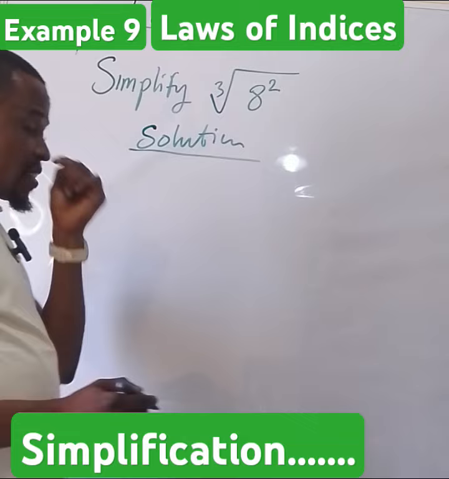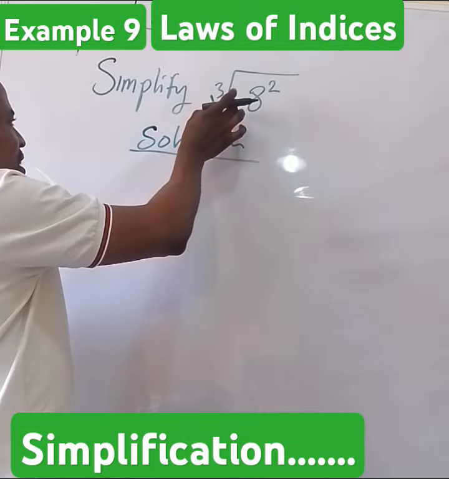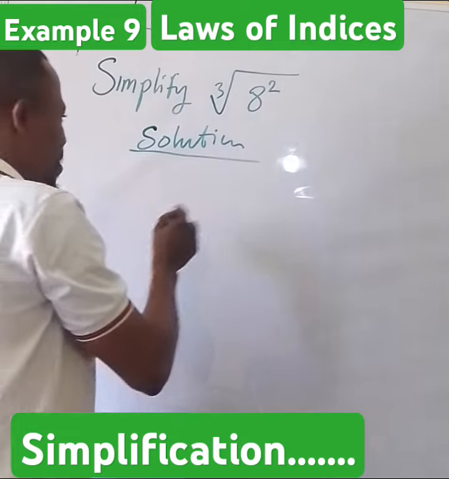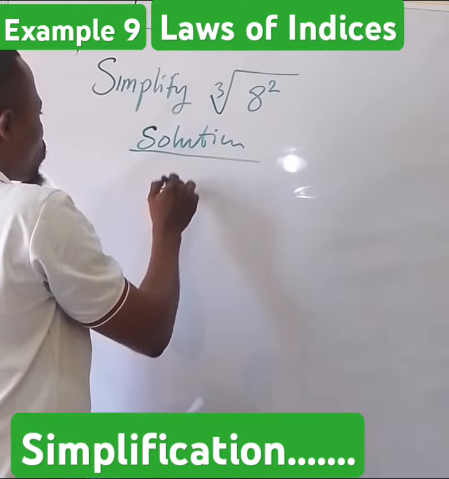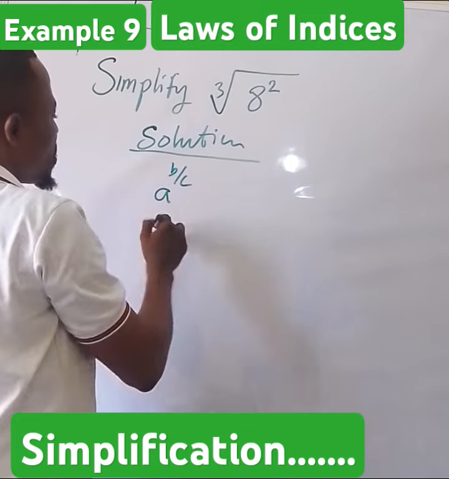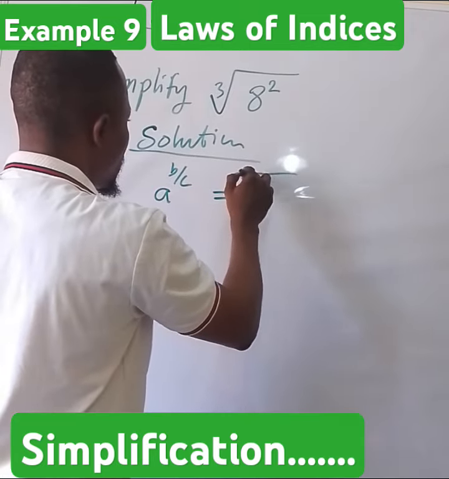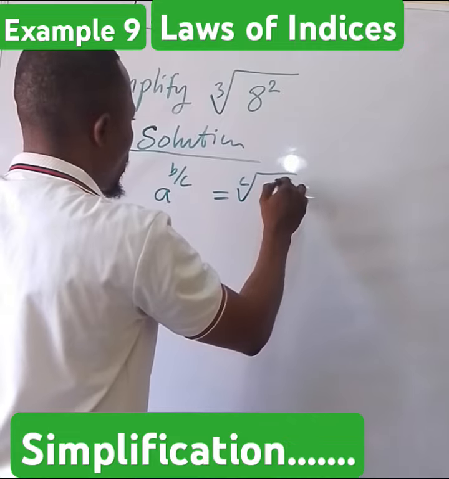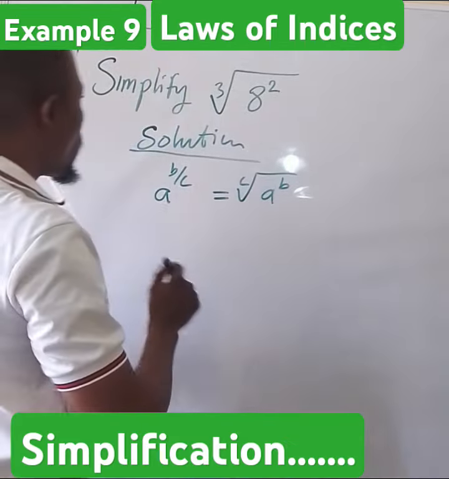When you have a question like this, the first thing to do is you need to understand the law. What do the laws of indices say about this? The laws of indices state that when you have a raised to power b over c, it equals the c root of a raised to power b. Are we together? So the same thing is now applicable to our question.